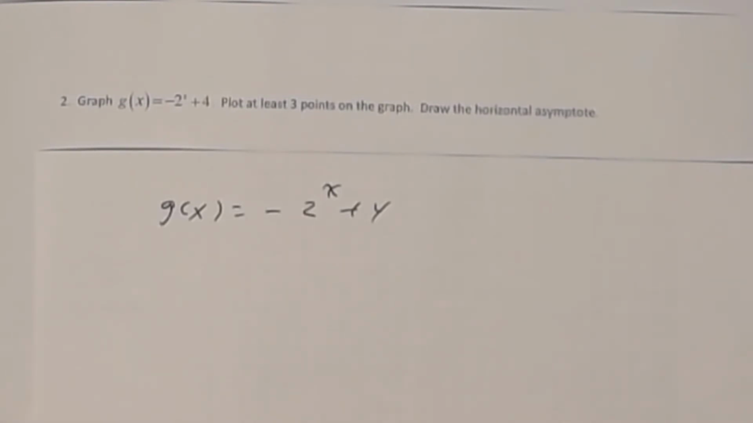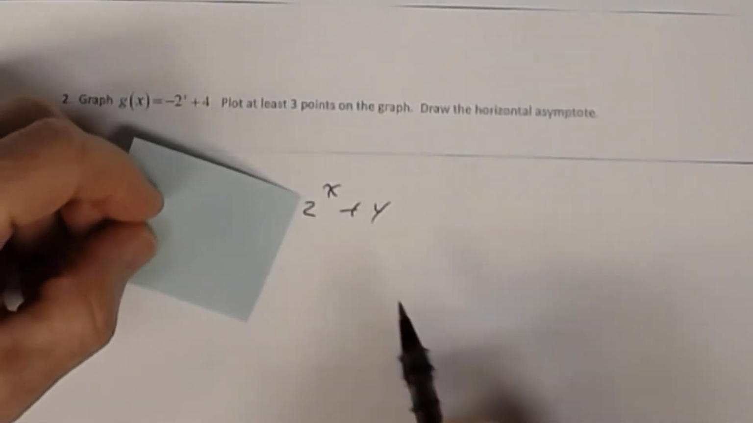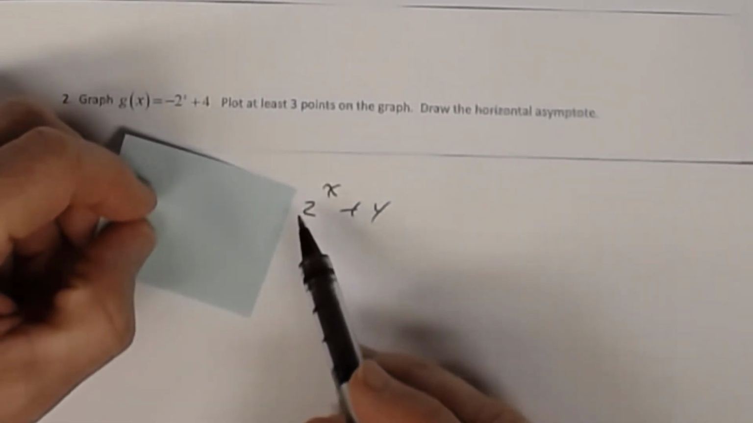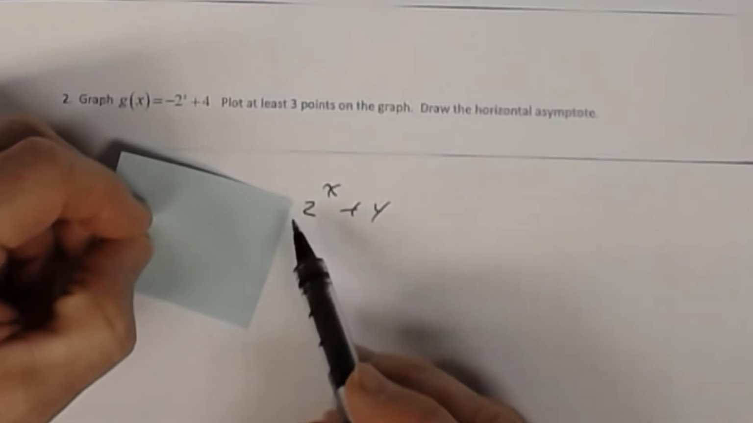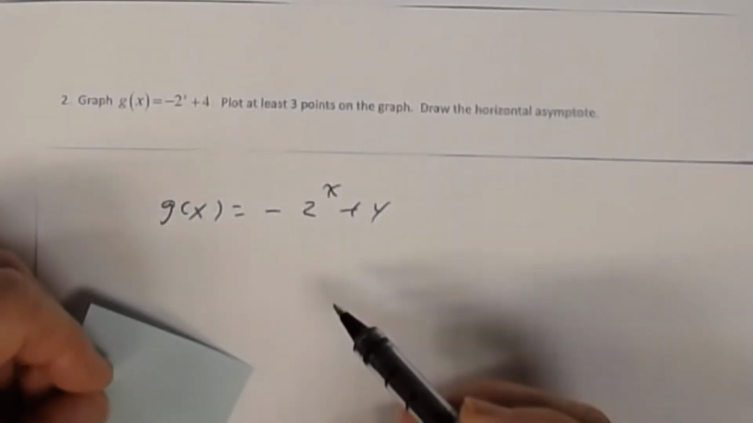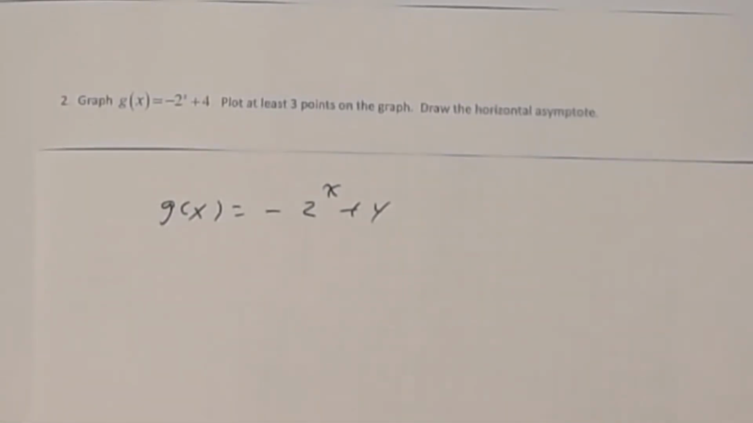So if I were to cover this part up, remember, here's your horizontal asymptote. If there were no reflection, the graph would be above the x-axis. Well, since there's a reflection, the graph is below. So keep that in mind. Now let's go ahead and answer those questions.